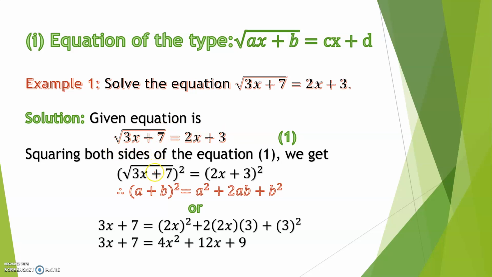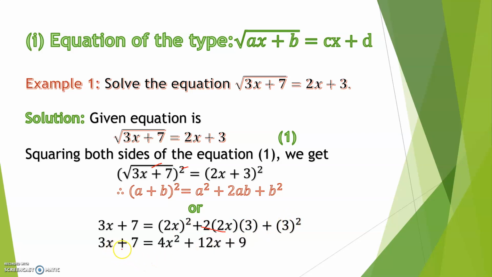So after taking square, we will get square root of 3x plus 7 whole square is equal to 2x plus 3 whole square. Here this square will be cancelled out with the square root sign and the expression 2x plus 3 whole square is simplified by using the formula a plus b whole square is equal to a square plus 2ab plus b square. So after simplifying, we will get 3x plus 7 is equal to 2x whole square plus 2 into 2x into 3 plus 3 whole square.